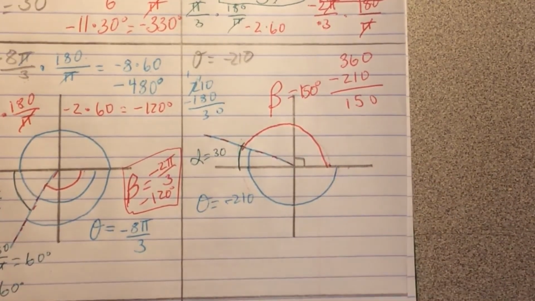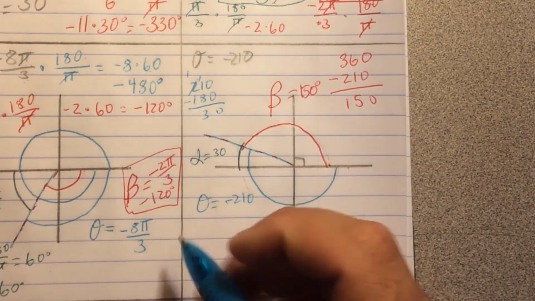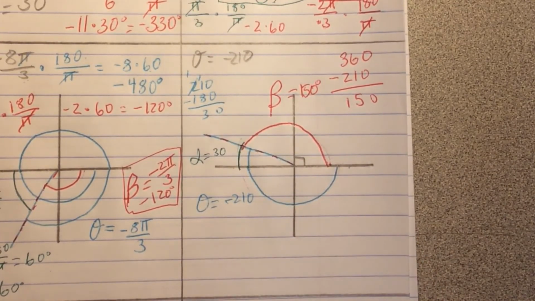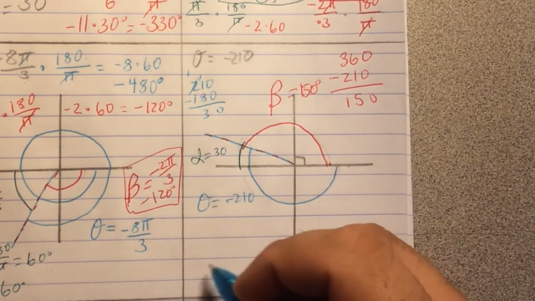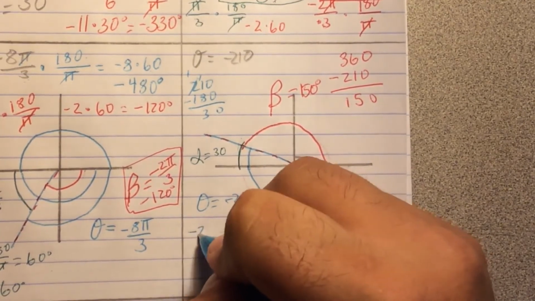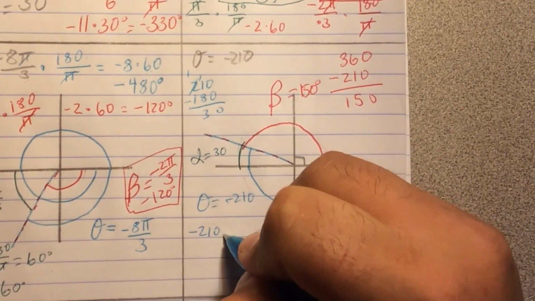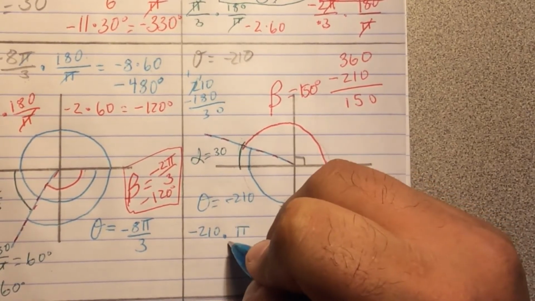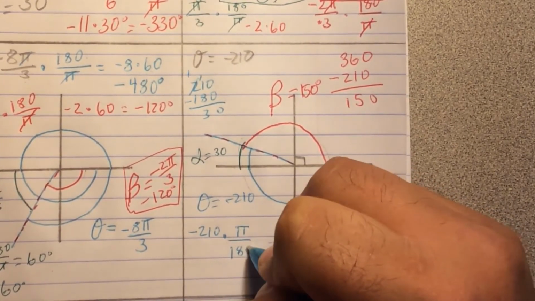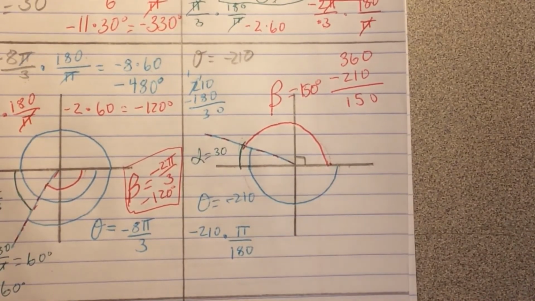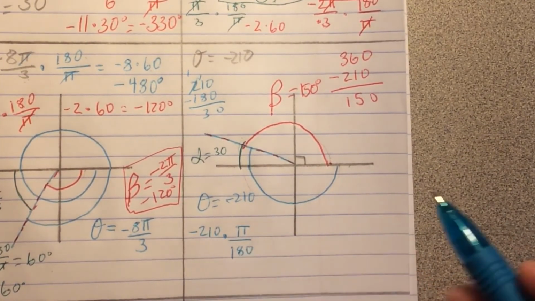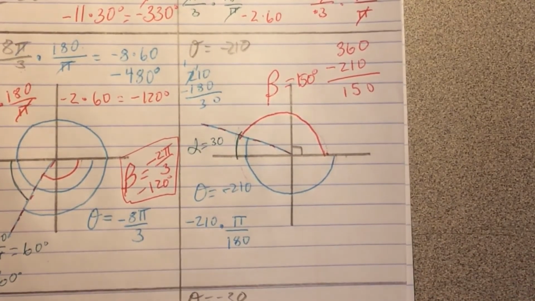Okay? So now we have all our measurements in degrees, and we've got to change them to radians. So I'm going to start with our alpha. Instead of multiplying by 180 over pi, we're actually going to multiply by pi over 180. So we have our negative 210. We're going to multiply this by pi over 180. This is going to be a little bit more difficult than the other one. I'm not going to use a calculator. I'm going to show you the way it works.